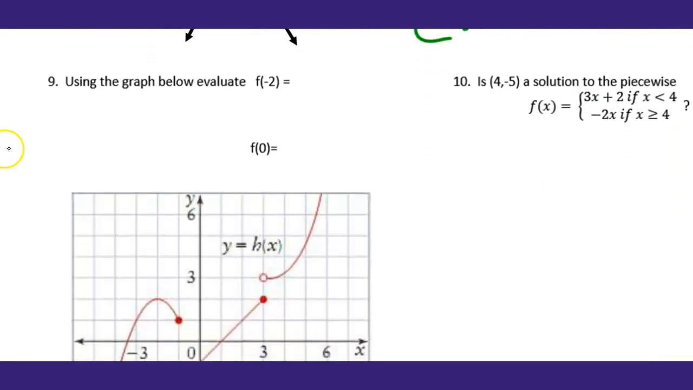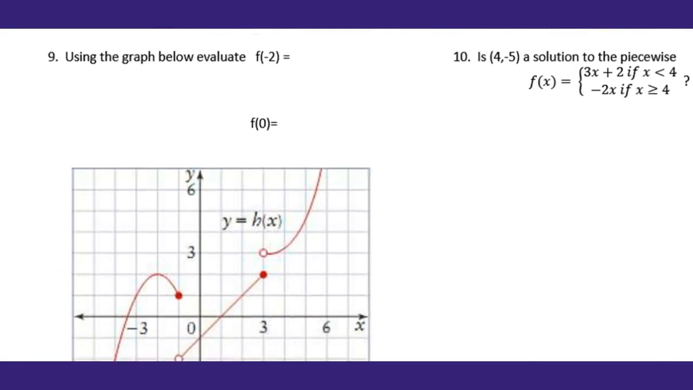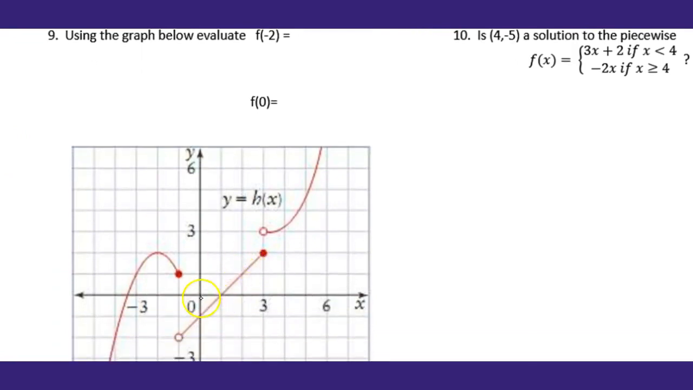Now, use the graph below to evaluate f of negative 2. X is negative 2. We got to find the y value of the function. Negative 2, up 2. So f of negative 2 equals 2. And then f of 0, we have our x value. We need to find our y value. At 0, y is negative 1. So f of 0 is negative 1.